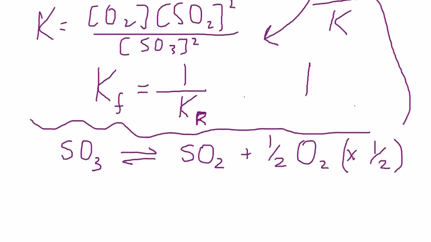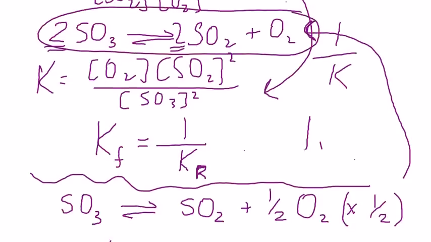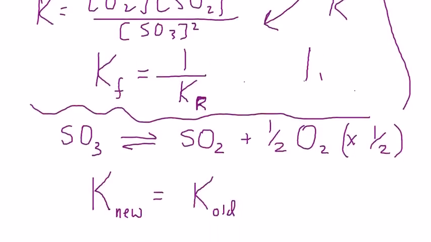Well, K new, the new value of K, is the old value of K, whatever our value for K was for this reaction here, now raised to that power. If instead of multiplying by 1/2, we wanted to, let's say, multiply all of these by 4.